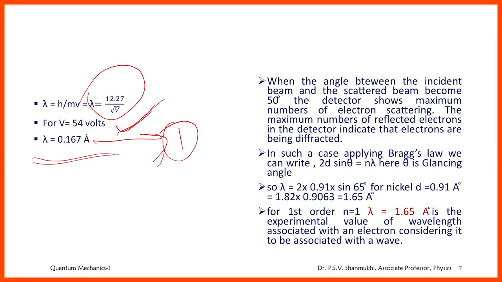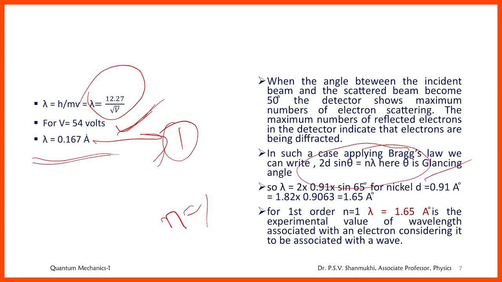Now take Bragg's law of X-ray diffraction: n lambda is equal to 2d sin theta. That is Bragg's law. Now, since we have observed the first order bump, we take n is equal to 1. Then lambda is equal to 2d sin theta.